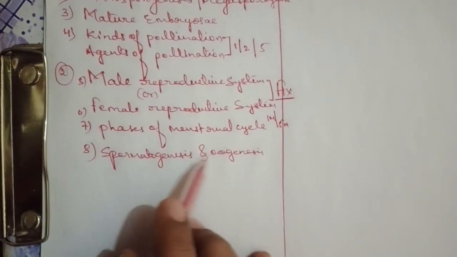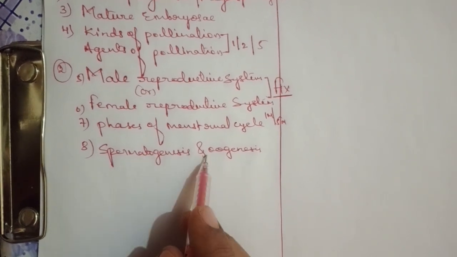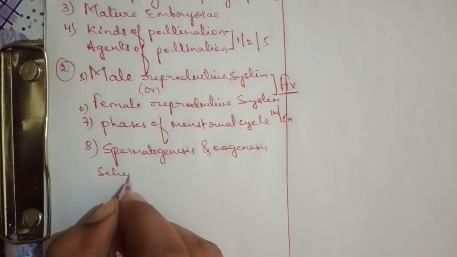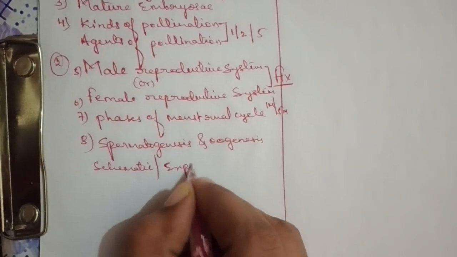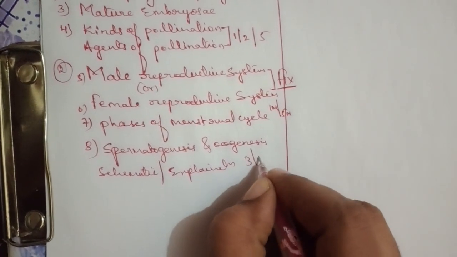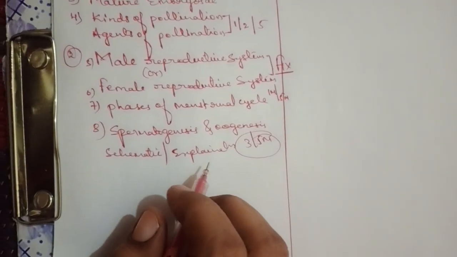So here you can get the explanation of spermatogenesis or a schematic representation, either for 3 marks or 5 marks. So this is based on this one.